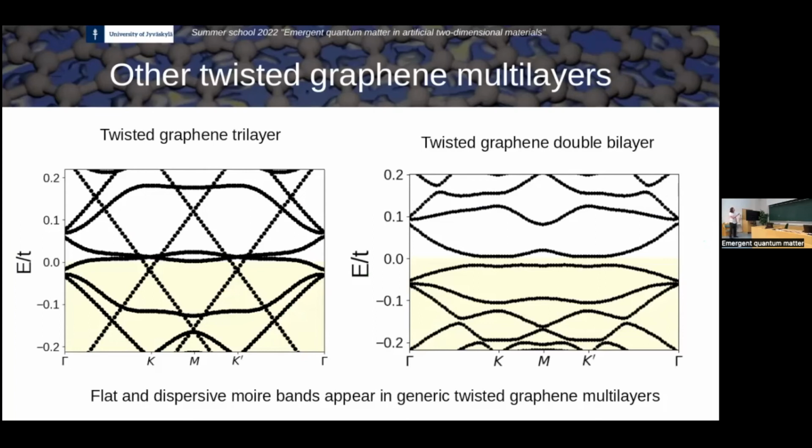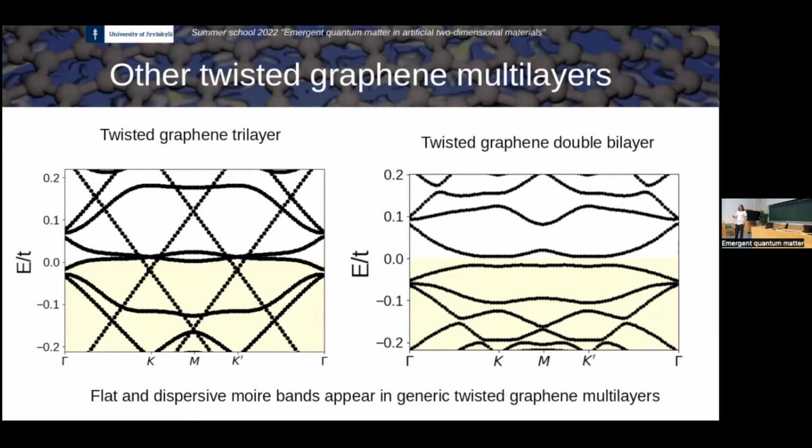In the case of twisted graphene trilayer, you see that you have a very reduced bandwidth here for this band and also dispersive states. And then for twisted graphene double bilayer, you will also get a nearly flat band, but now a gap opens up. So in general, the electronic structure at low energies in twisted multilayers is much richer than in twisted bilayer. In twisted bilayer, you always got your Dirac points.